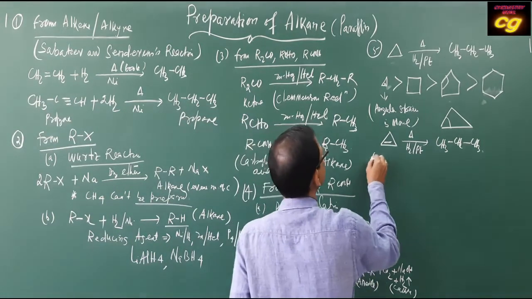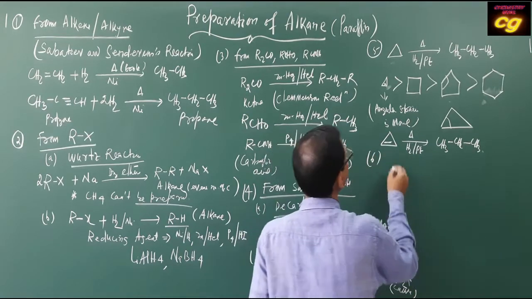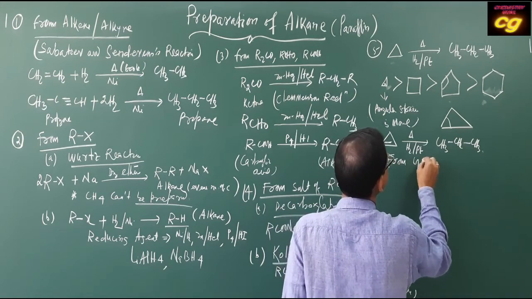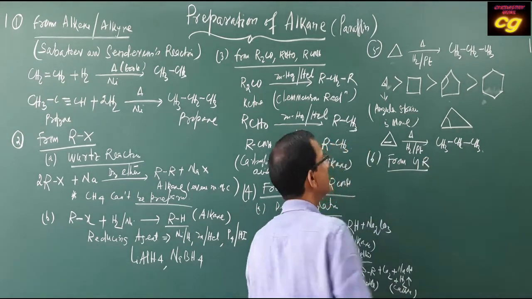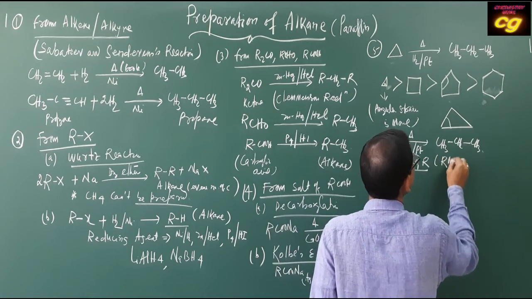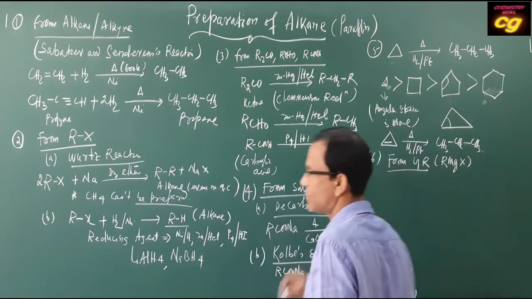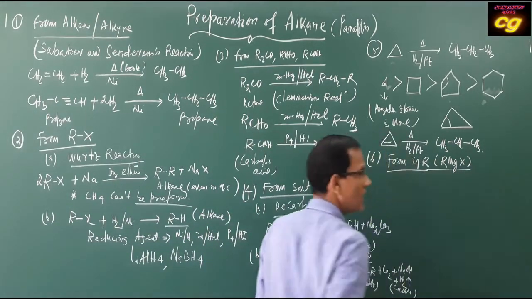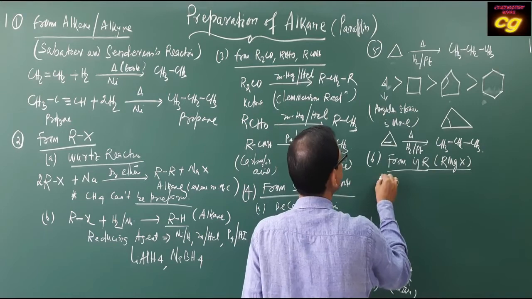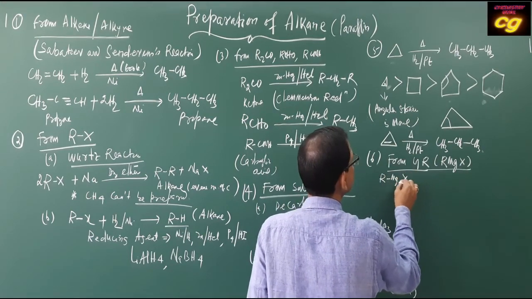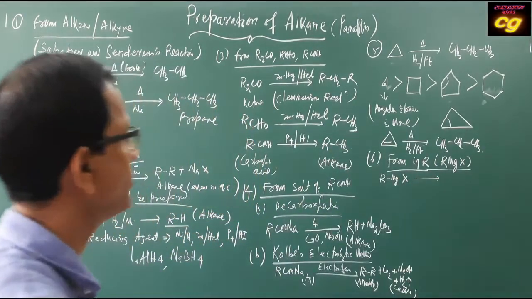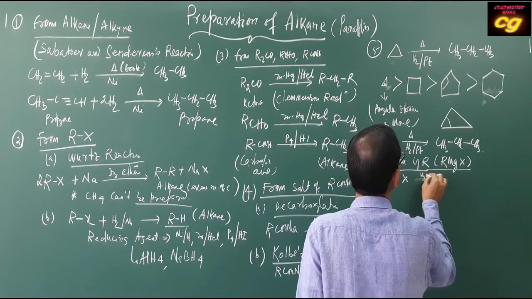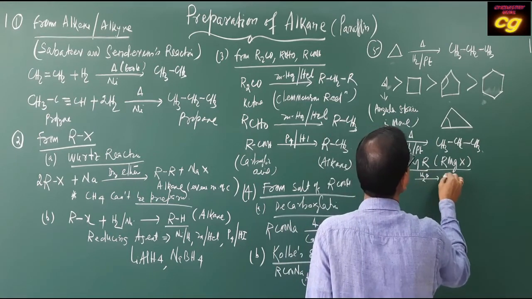Another important reaction is from Grignard's reagent, short form RMgX, that is called Grignard's reagent. Here this Grignard's reagent also produces alkane. First, on reduction RMgX also produces alkane. Grignard's reagent reacts with water, producing RH.